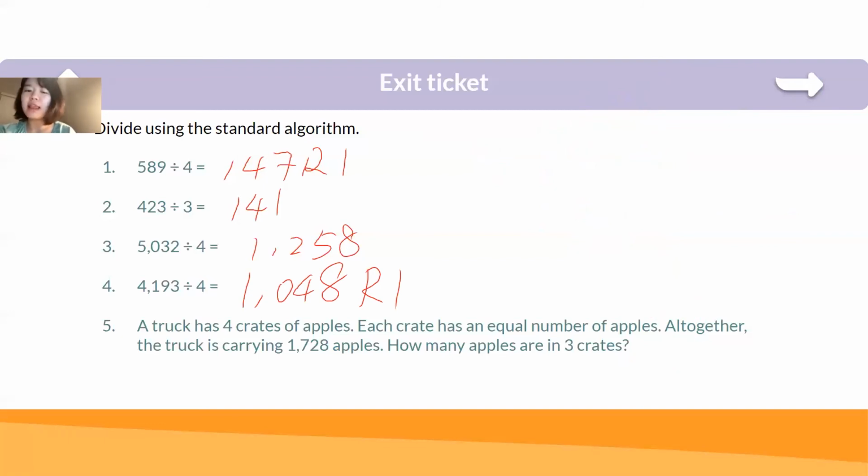Okay, and the last word problem. A truck has 4 crates of apples. Each crate has an equal number of apples. Altogether, the truck is carrying 1,728 apples. How many apples are in 3 crates? So one truck has 4 crates of apples, and each one, so let's draw a bar model first.